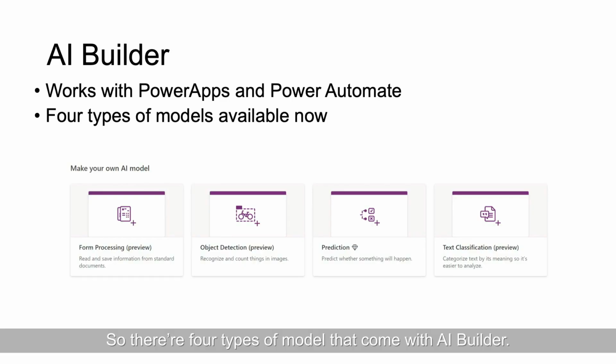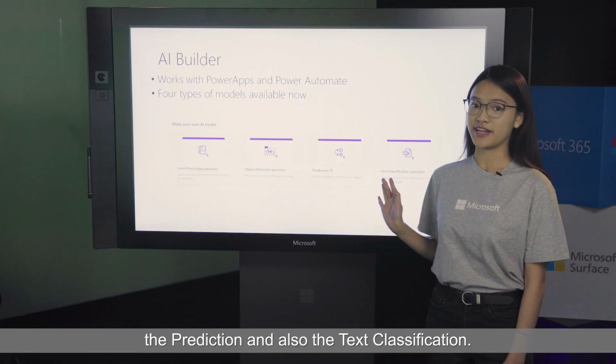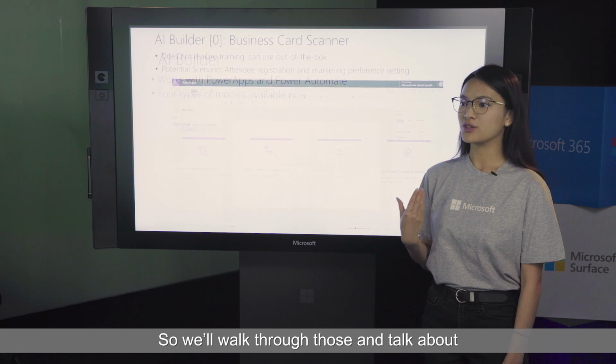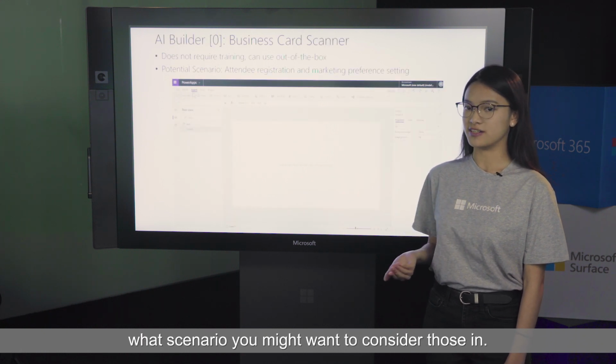So there's 4 types of model that come with AI Builder. There's the form processing, the object detection, the prediction, and also the text classification. So we'll walk through those and talk about what scenario you might want to consider those in.